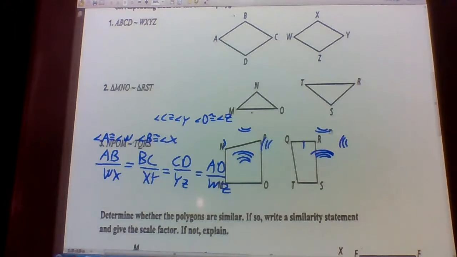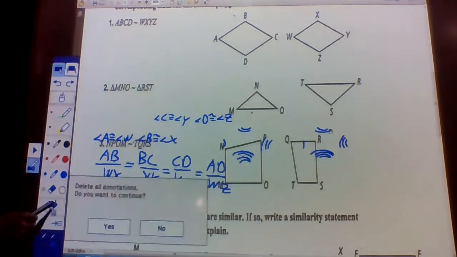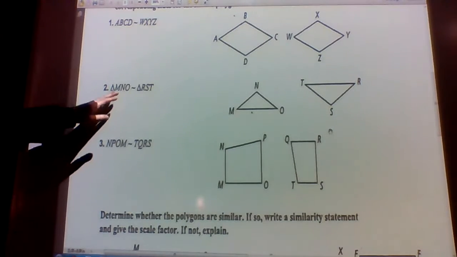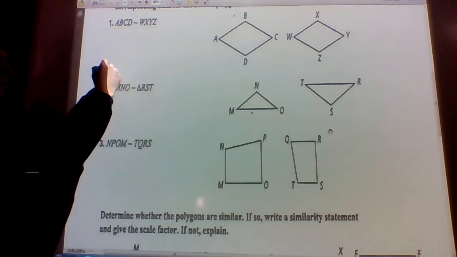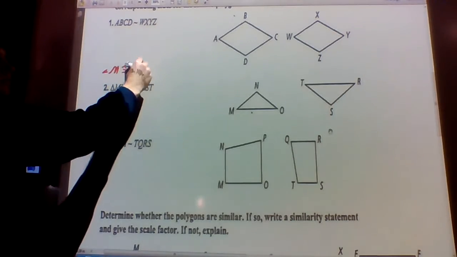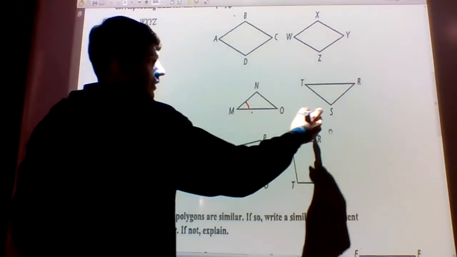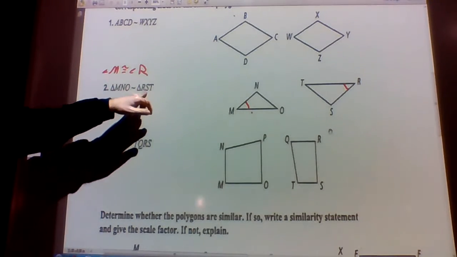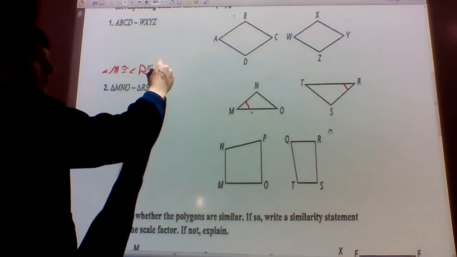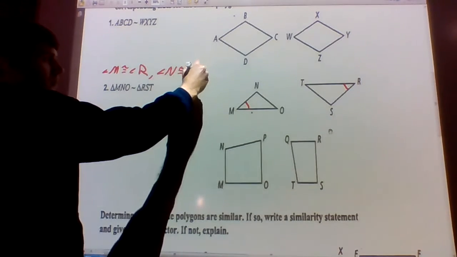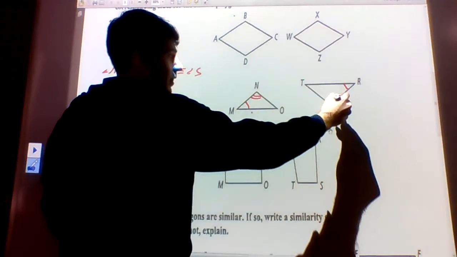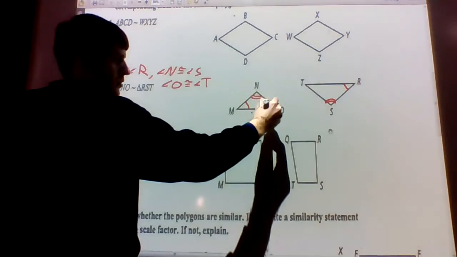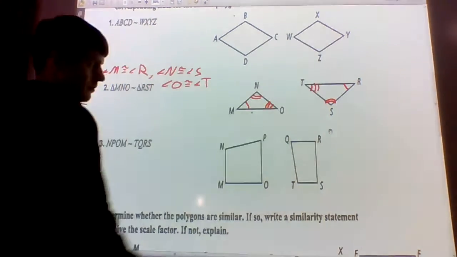Okay, let's do 2 and 3. Okay, triangle MNO and triangle RST. So we know angle M is congruent to angle R. Okay, you can't really tell on this one, so you have to use the similarity statement. M is with R, N is with S. And then angle O is congruent to angle T. Those are your congruent angles.